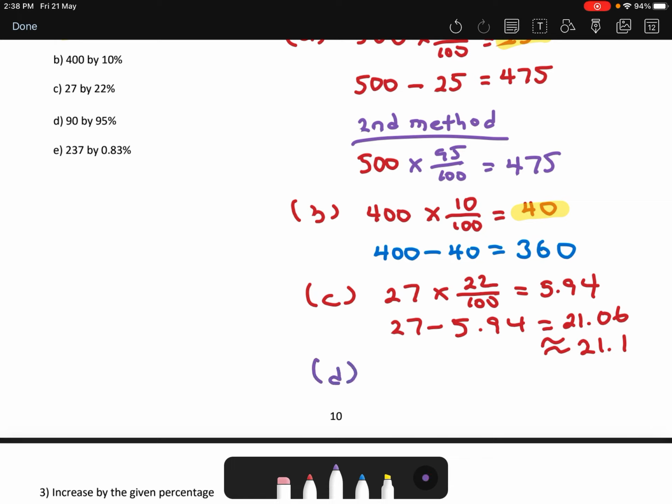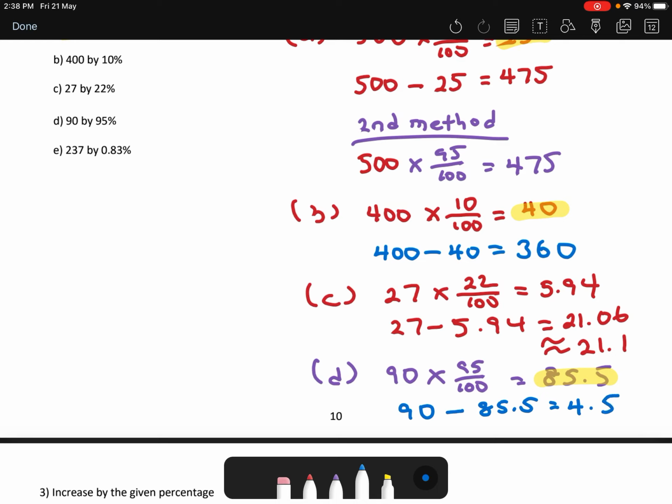Alright, D, 90, I decreased by 95%. So quite a huge decrease. So 90, you times 95 over 100. So my decrease is about 85.5. Right, so a total decrease of 85.5. So 90 minus away 85.5, you should get 4.5. Right, so initially I'm from 90, I decreased to 4.5. So it's a very huge decrease.